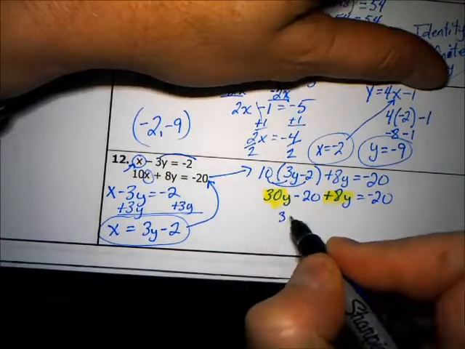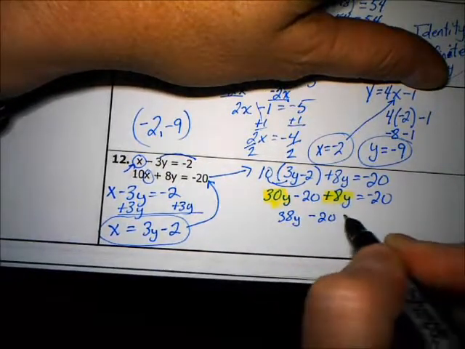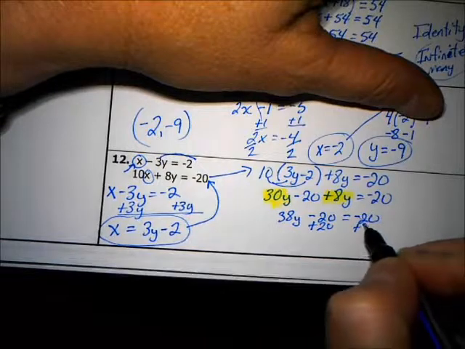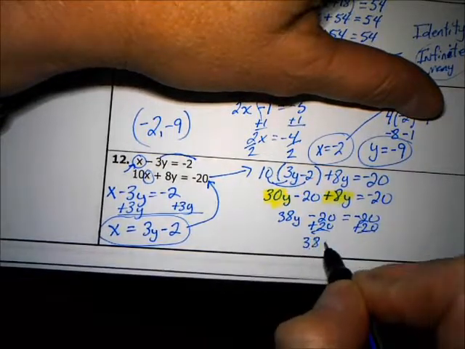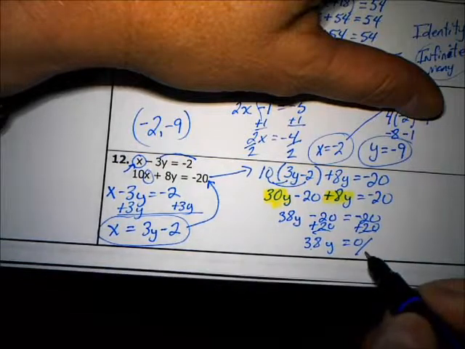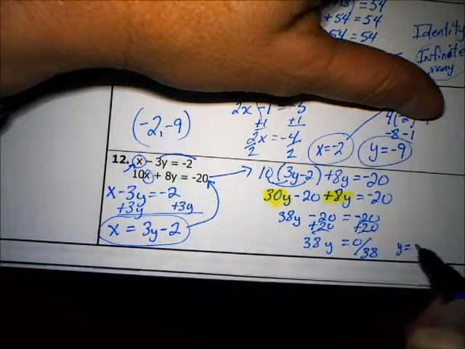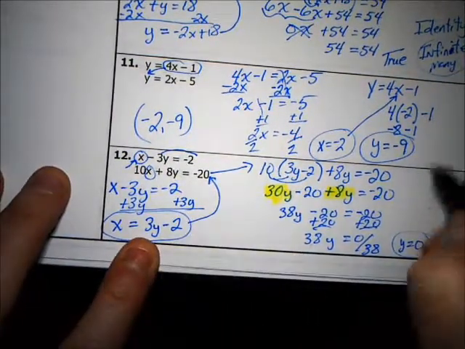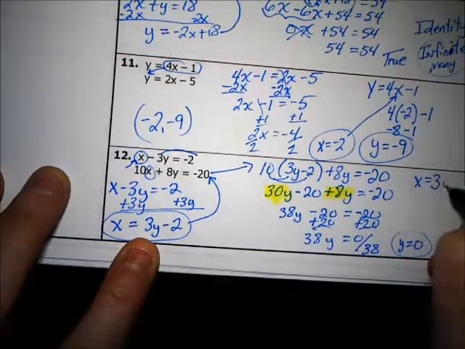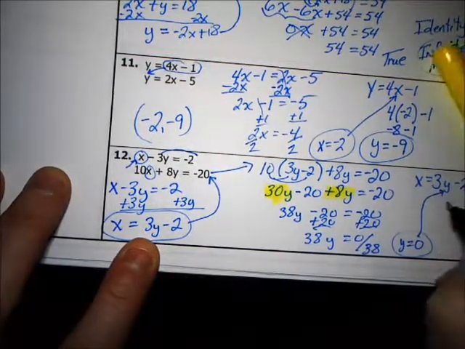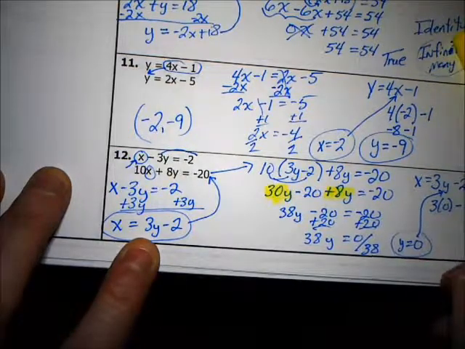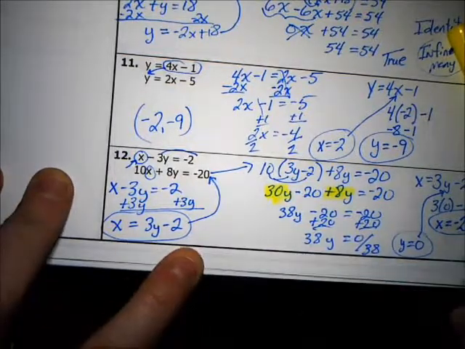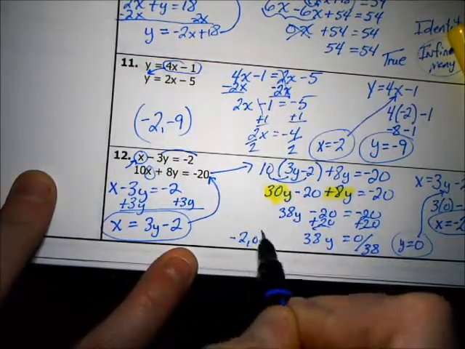So I have 38y minus 20 is equal to negative 20. I want to add 20, and that gives me 38y is equal to 0. I'm going to divide that by 38, and that means y is equal to 0. Okay. I'm going to take that value and put it into my modified equation. 0 goes in for the y, so that means that's 3 times 0 minus 2. That means the x is just negative 2 for my answer. So the solution will be negative 2 and 0.